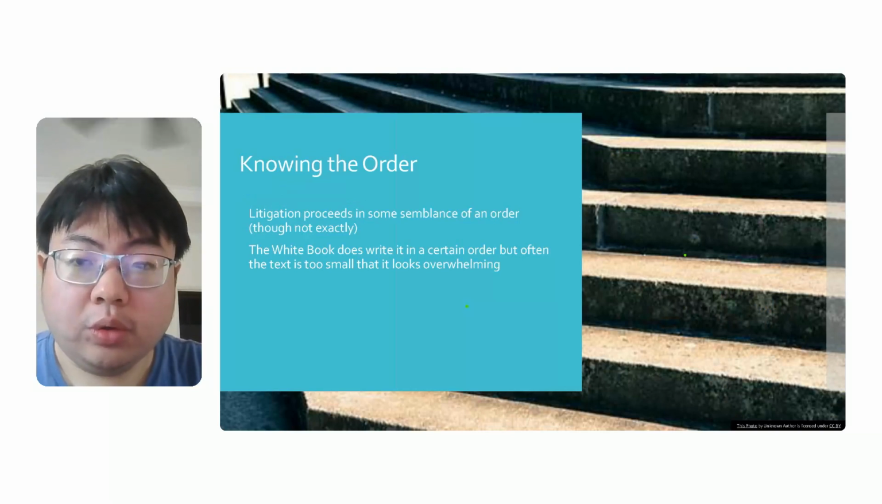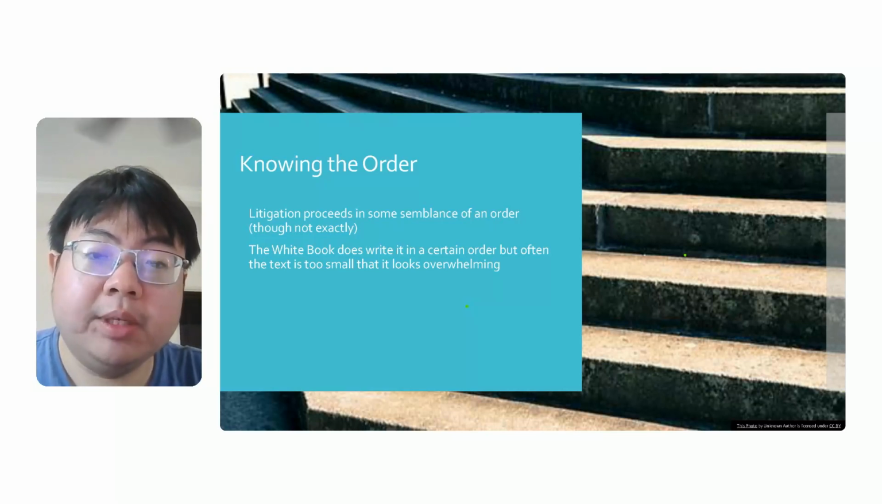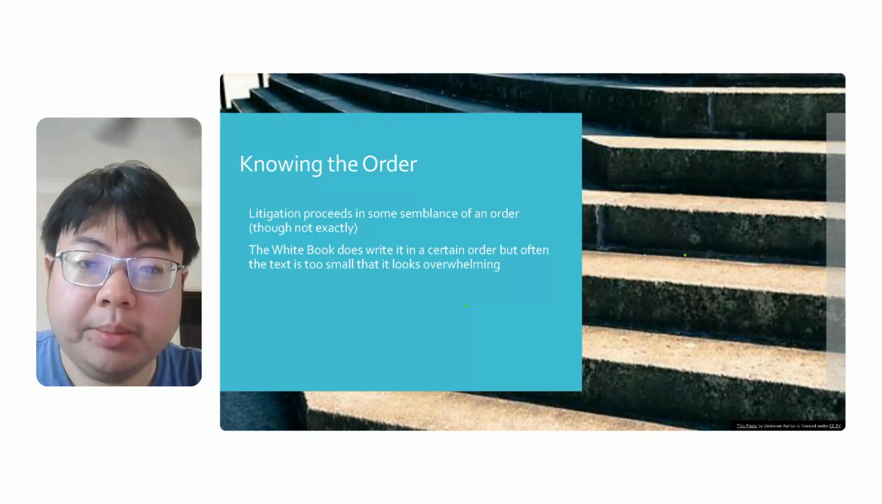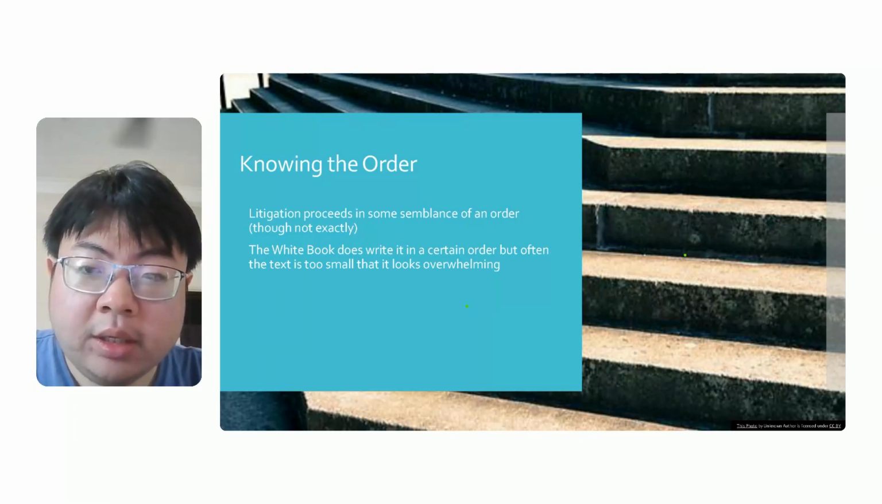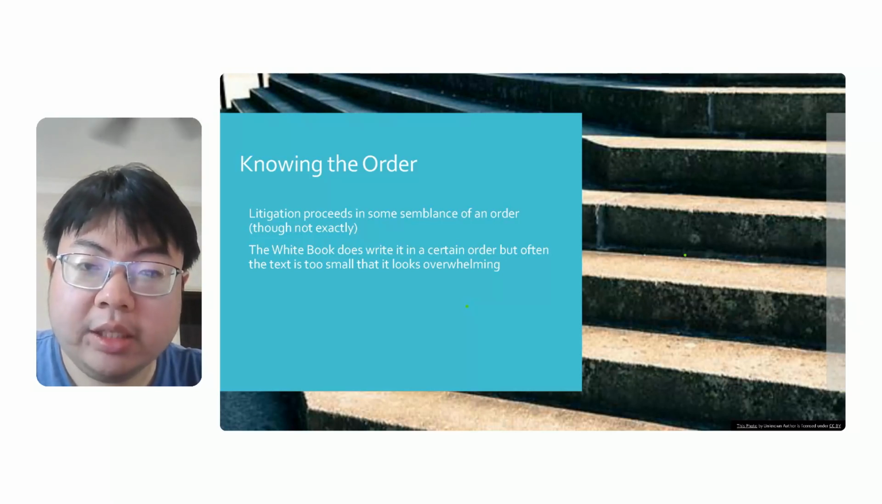Knowing the order of your notes helps you understand how each step of the litigation process fits together. I will be using the civil litigation syllabus to illustrate this, although it works for criminal litigation as well. If you have a chance to read the White Book, Volume 1 especially, you would see the table of contents shows the order of the items, and this order actually matches the litigation process.